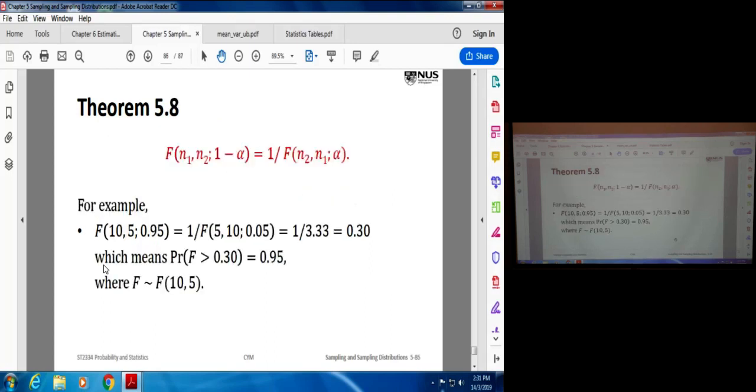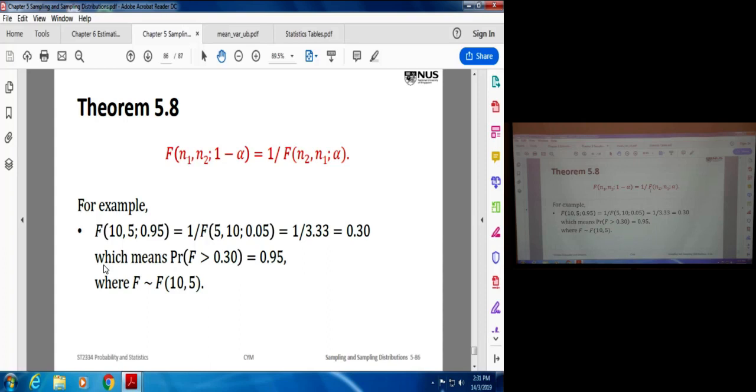Okay, so we have another result. You're going to use these; this is basically a nice way to get at tables. So remember, capital F: if F is a random variable with n1 and n2 degrees of freedom, and we have the F value under n1 and n2 degrees of freedom at the point 1 minus alpha, then that's the same as 1 over the F value with the degrees of freedom flipped and alpha.